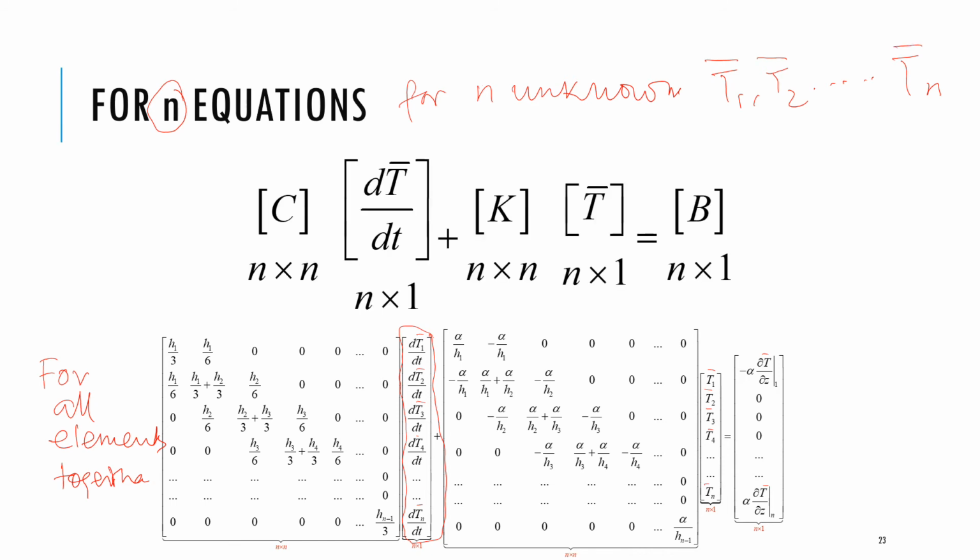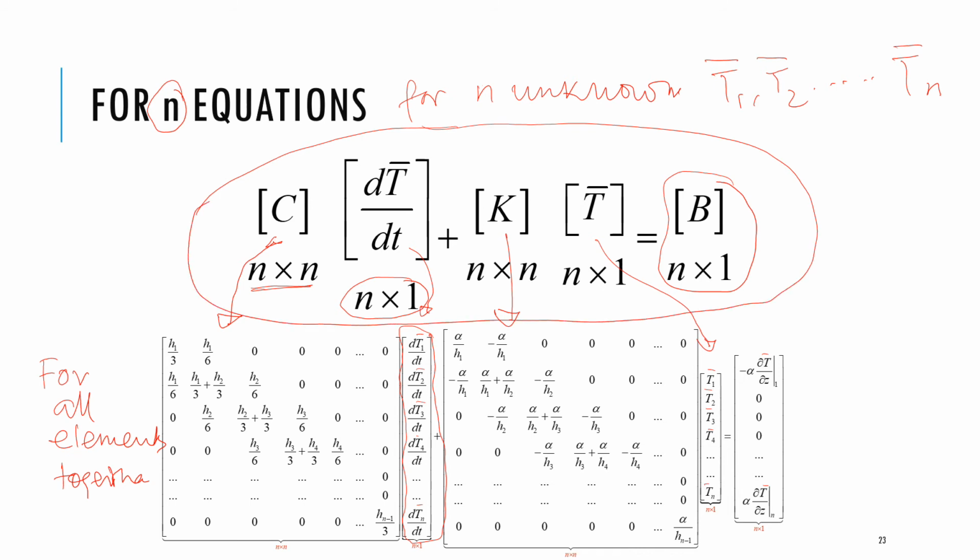If I write this in symbolic form, this I call the C matrix, and this is the dT/dt matrix. This would be n by 1 because we have n unknowns, and then this matrix would be n by n. Likewise this is my K matrix, and then of course the T matrix is again n by 1, and so the right hand side would have to be n by 1 as well. So this is my equation for the entire system.